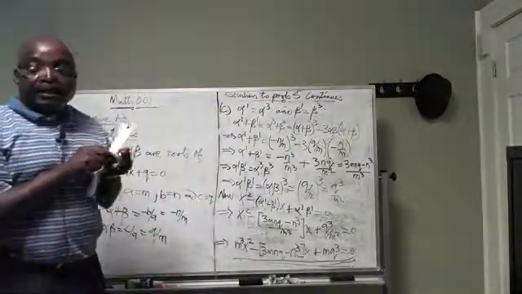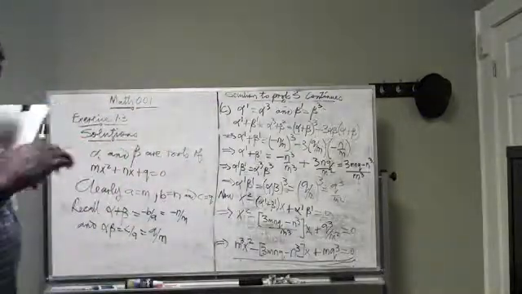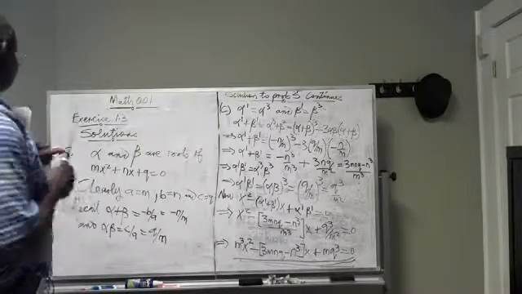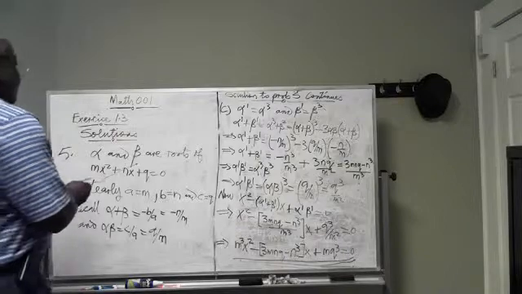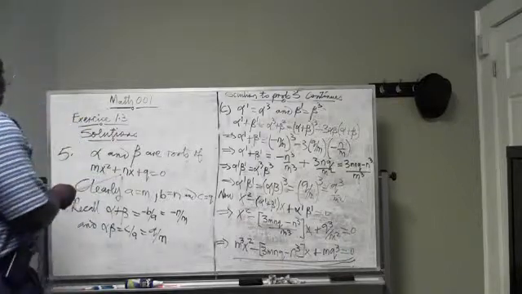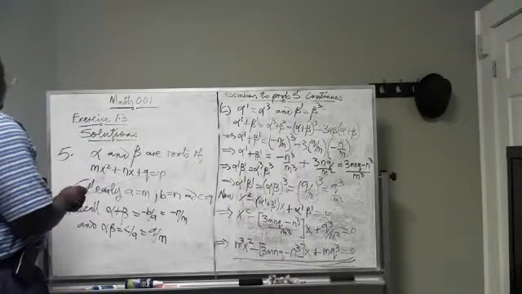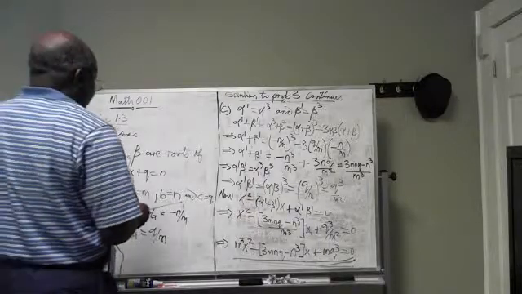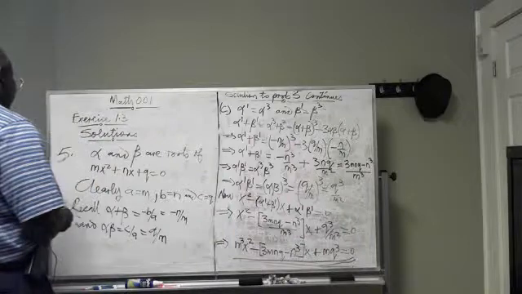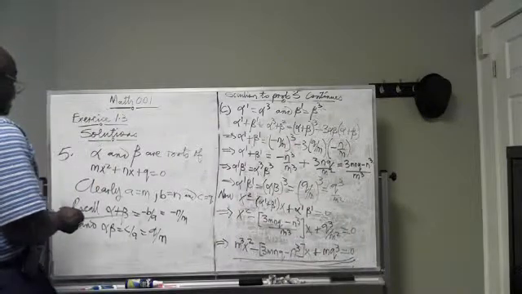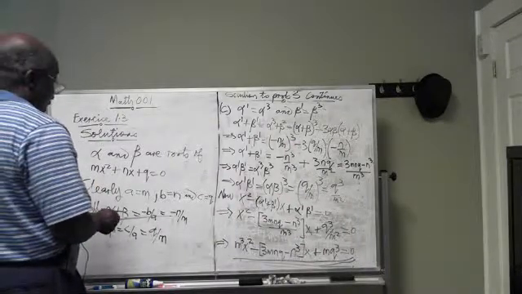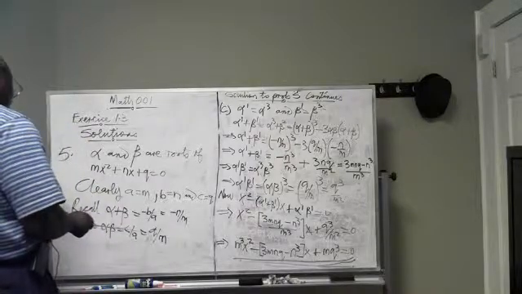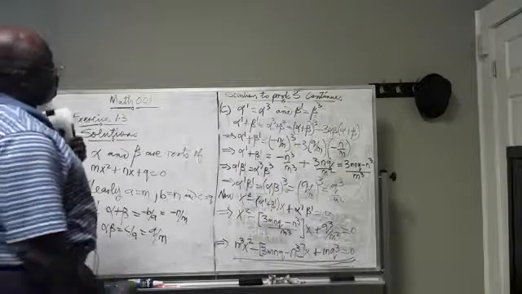So let me explain it a bit. This is the solution to problem 5c. Given alpha and beta are roots of mx squared plus nx plus q equals 0. Clearly, a equals m, b equals n, and c equals q. Recall, alpha plus beta equals minus b over a, which is equal to minus n over m. And alpha beta equals c over a, which is equal to q over m.